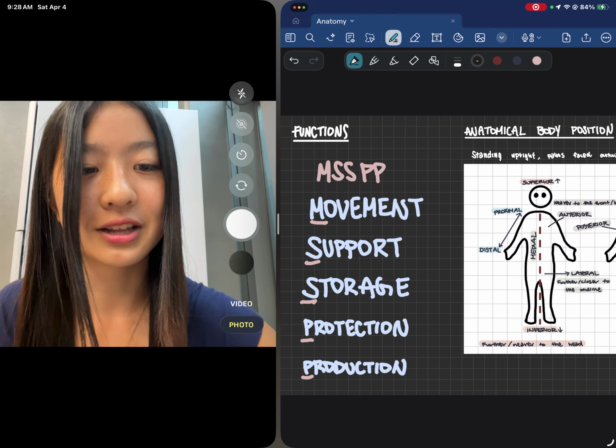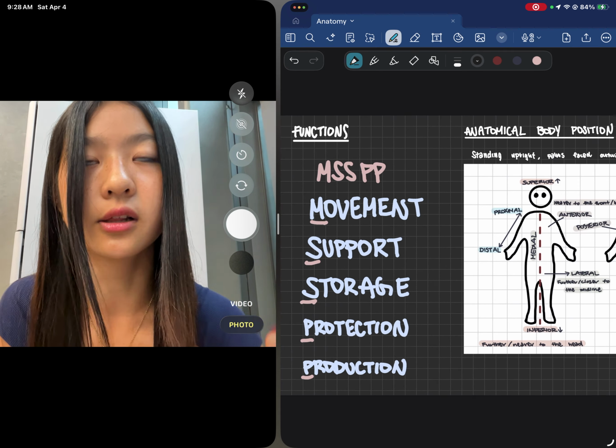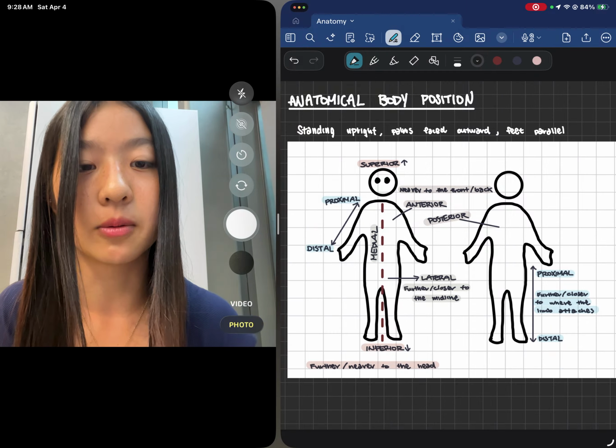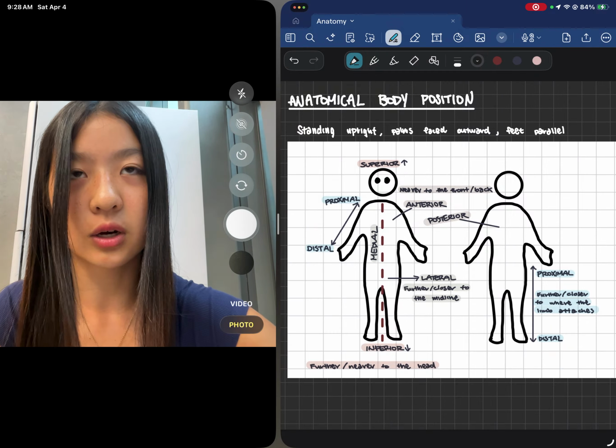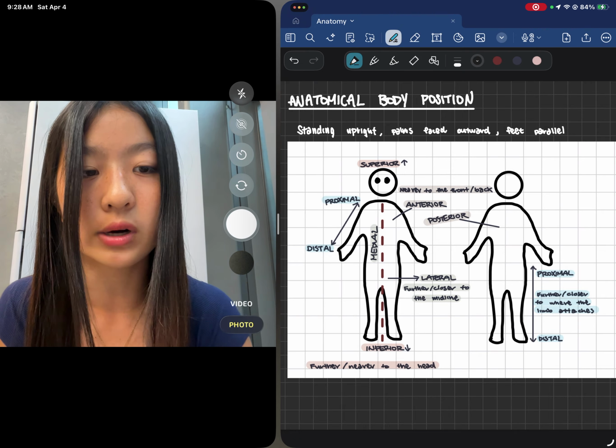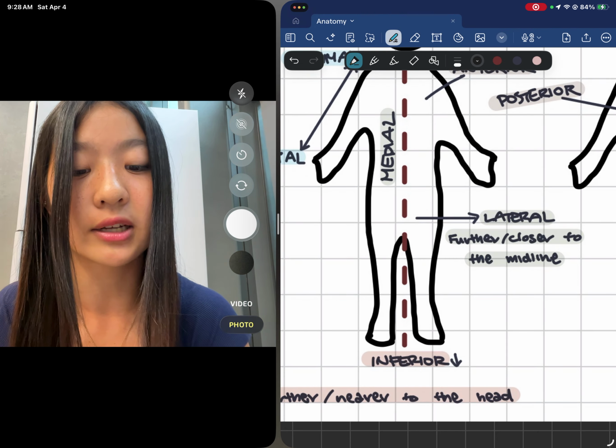Okay, and then the next part that is important about the skeletal system, and especially on identification, is the anatomical body position. So the anatomical body position occurs when a person is standing upright with their palms facing outwards, their feet parallel, and they're planted straight on the ground.